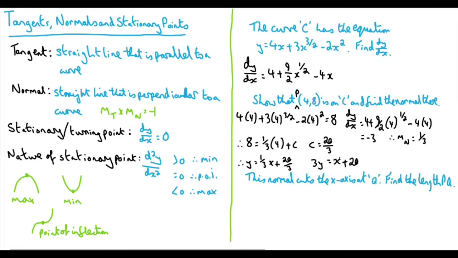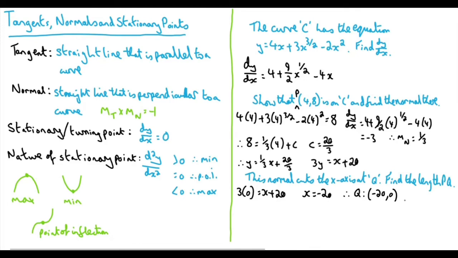Now, with this equation of the normal, we can find out where that normal cuts the x-axis. So if you're cutting the x-axis, you have no height, your y is 0. So just substitute y equals 0 in here. So 3 lots of 0 equals x plus 20. Well, 3 times 0 is just going to be 0. So if we just minus the 20 over, we're left with x equals minus 20. Therefore, your coordinates of Q are just going to be minus 20 and 0.